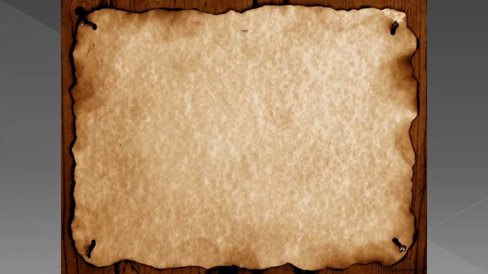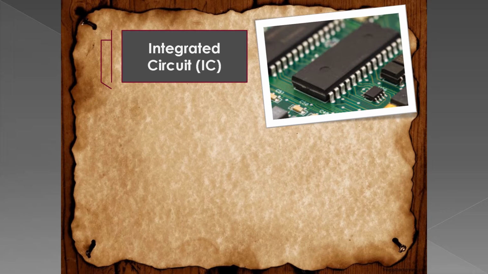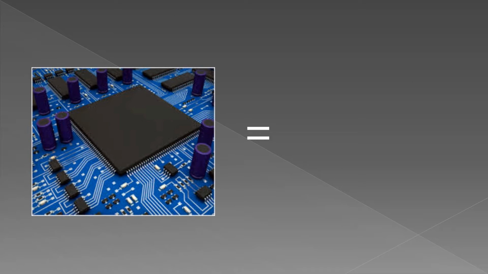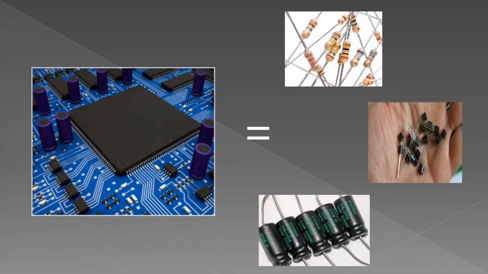Coming to the last component, that is integrated circuit. It is considered as the brain of the circuit. Integrated circuit is extremely small in size, but it can work as fast as thousands of transistors. It is a collection of resistors, transistors, and capacitors. All of these are connected together into a small chip to attain a common objective.